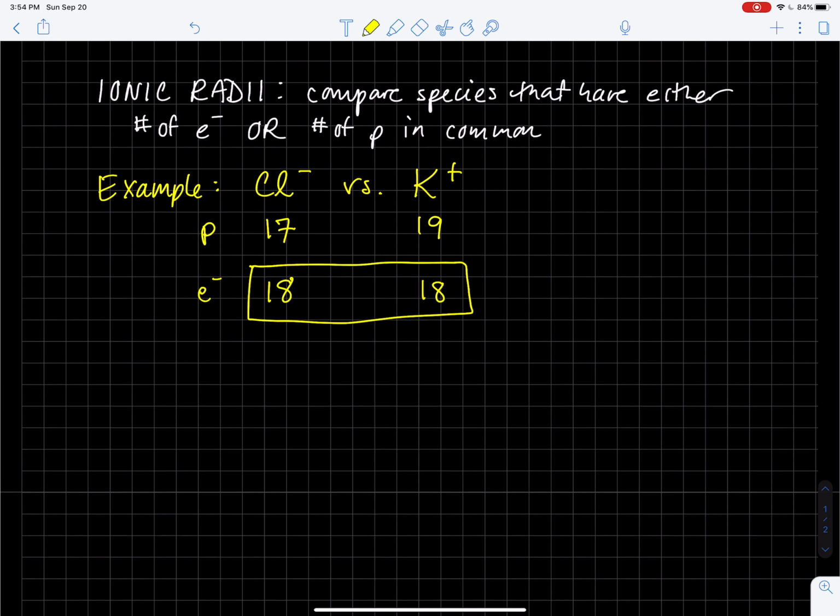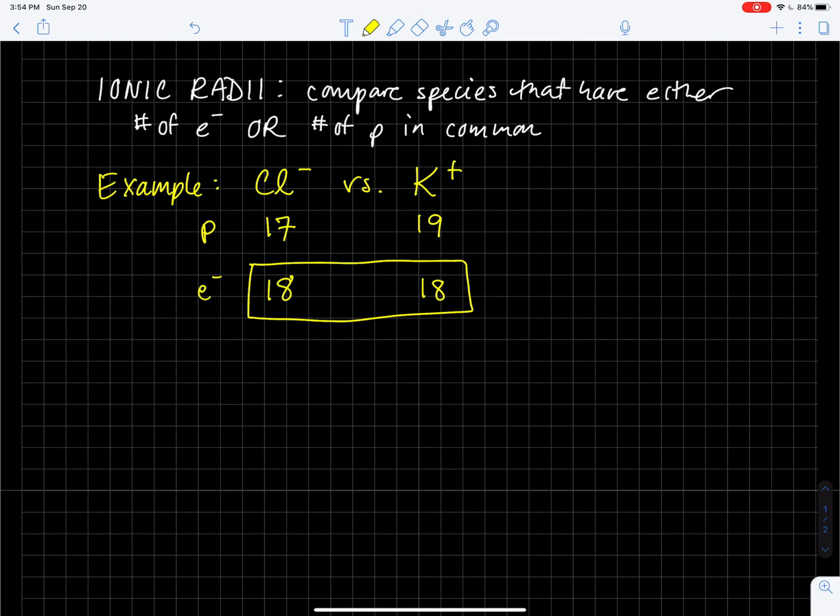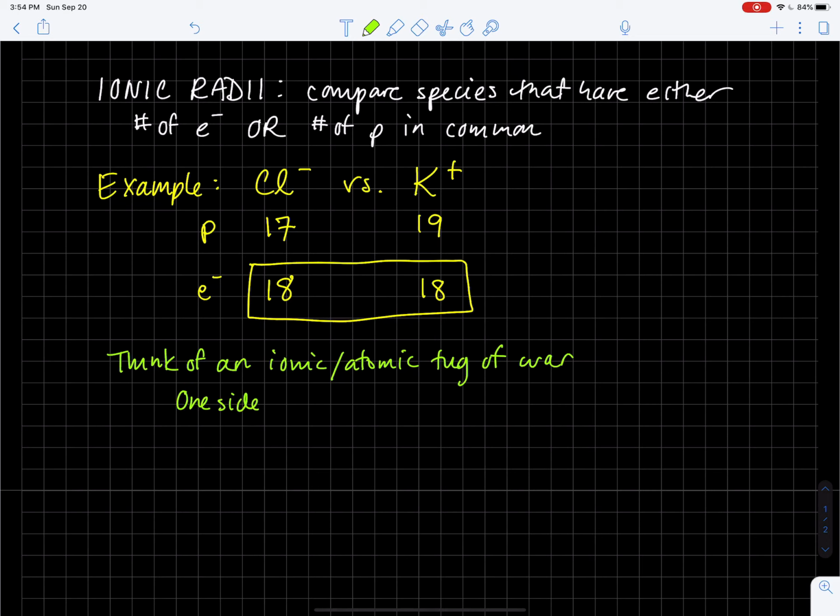And so to answer the question of how the radii compare, I think it's helpful to think of an ionic or atomic sort of tug of war. On one side, you have protons pulling inward. So the protons are pulling the electrons inward. The electrons, remember, make the size of the atom. So protons pulling inward cause the radius to shrink. That's what they're doing.